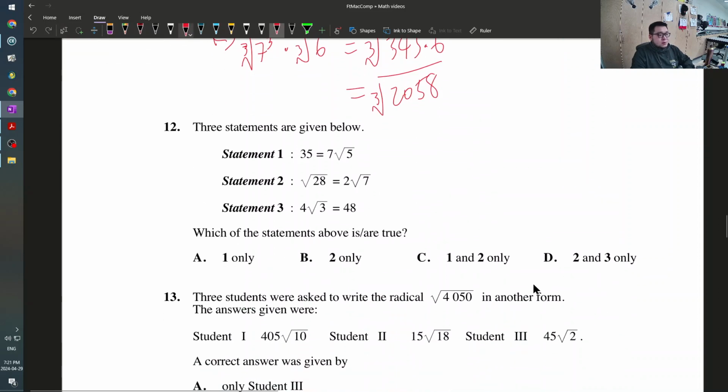Okay, which one of these statements are true? 35 is 7 root 5, obviously false. This is like 7 times 2, like 14 or something. Square root of 28 is equal to 2 root 7. Okay, this is true. 4 root 3, well, this is rational, or this is irrational, this is rational, it cannot be true. Same thing here, this is rational, cannot be true. So which one is true? Statement 2 only, 12 is B.